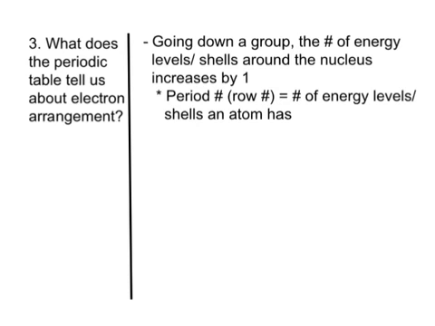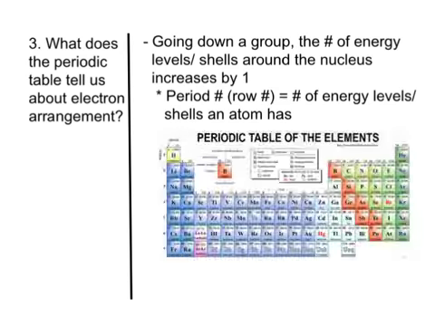Alright, another thing that the periodic table tells us is how many energy levels or shells are around the nucleus of a certain atom. Now, this works by going down a group on the periodic table. The number of energy levels or shells is going to increase by 1. So what that means is this period number right here is going to equal how many electron shells or energy levels are in that atom.